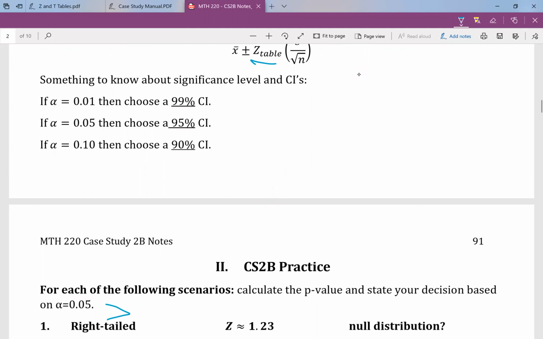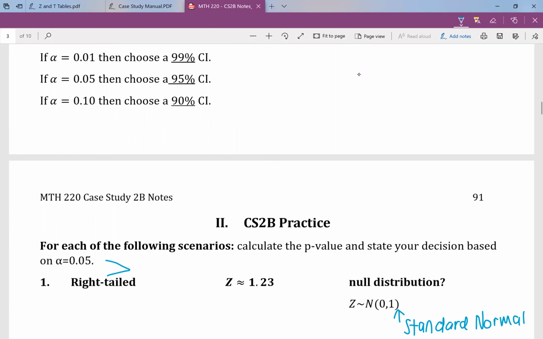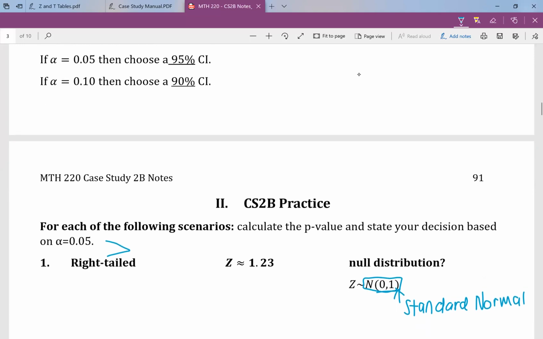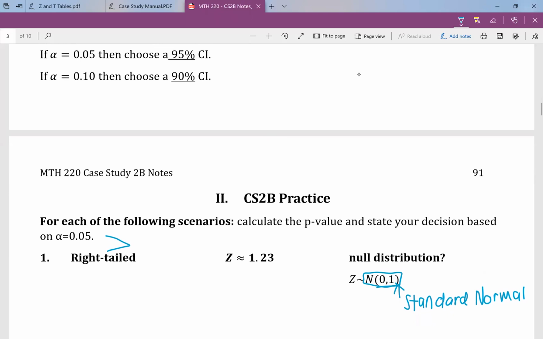Anytime our test statistic is Z, the null distribution is that Z follows a standard normal distribution, N(0,1). N(0,1) is standard normal. So anytime we have a large sample and it's talking about an average, that is how you will write your null distribution. Now let's write our p-value statement.